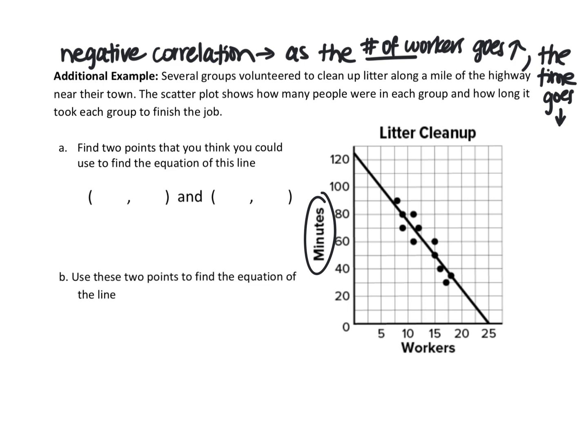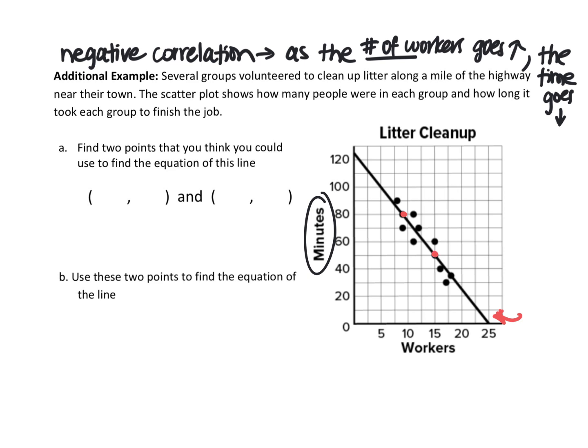Second thing is we want to try to write an equation for this line of best fit, or this trend line. Here is how you do that. You don't just get to eyeball it and guess. First, you want to find 2 points that you think you could use to find the equation of this line. So you're going to look at the line and find 2 points that are near the line or on the line. This one is on the line. This one's also on the line. So I'm going to use those 2 points.